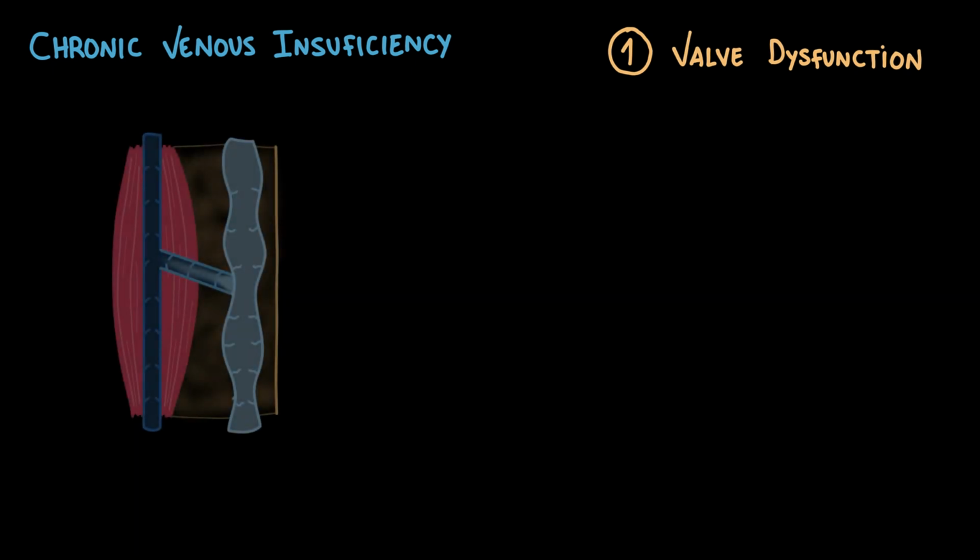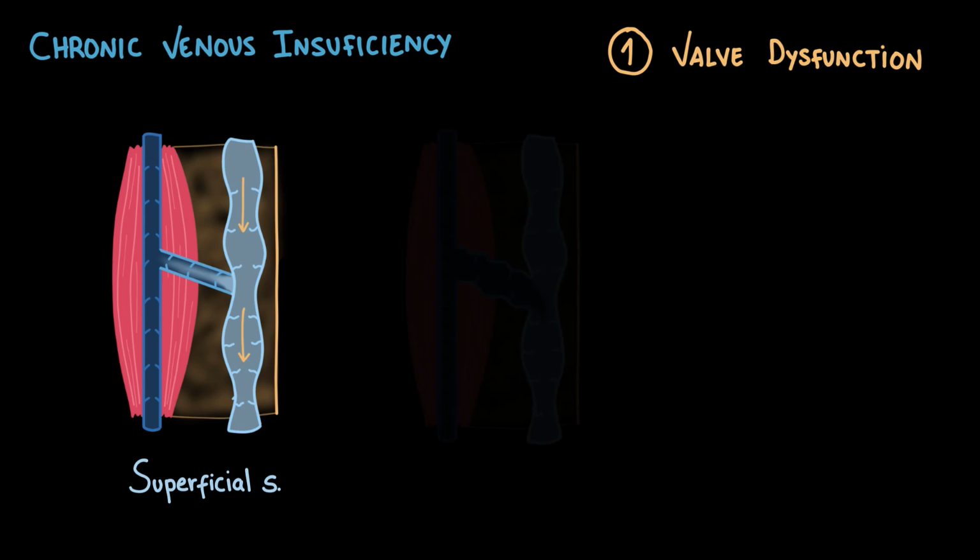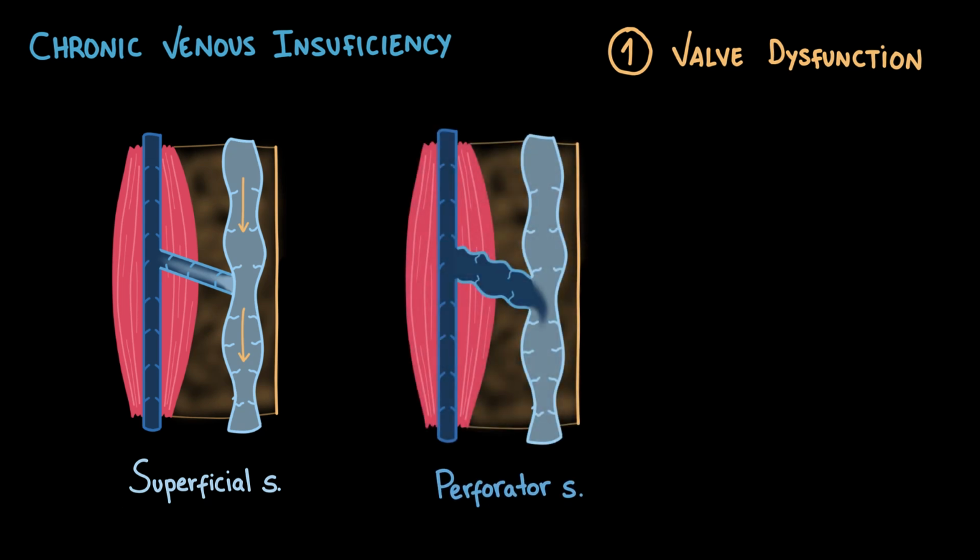In the superficial system, incompetent valves allow blood to flow backward, causing the veins to dilate and form varicose veins. In the perforator system, if the perforator valves are incompetent, blood from the deep veins can now flow backward through these connecting veins into the superficial system. This backward flow transmits high pressure, leading to venous hypertension.